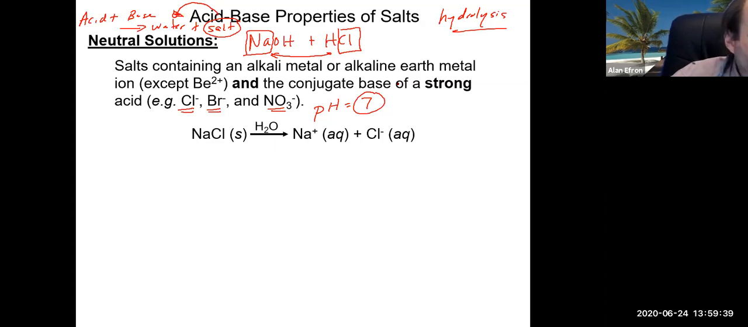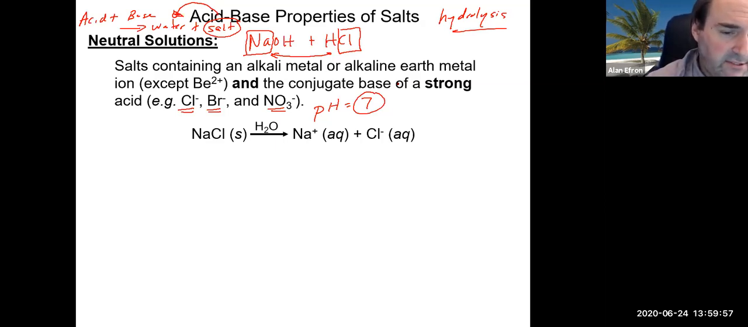Okay, so if you have a salt that comes from a strong acid and a strong base, it's going to be considered a neutral salt. And you really don't have to do any type of calculation or anything like that. You could just assume that it is going to be 7.